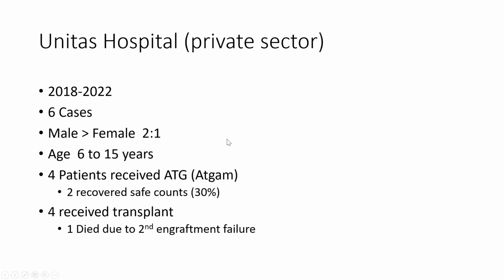Over a similar time period there, we saw 6 cases. But what's important to understand is that Unitas probably sees about a third to a quarter of the number of patients that are seen at Steve Biko. So effectively, we would have been seeing far more cases relative to the number of patients than we're seeing in the public sector. The male to female ratio was slightly different, but again, these numbers are extremely small, so you can't really draw massive or statistical conclusions. The age range was slightly older, from 6 to 15.